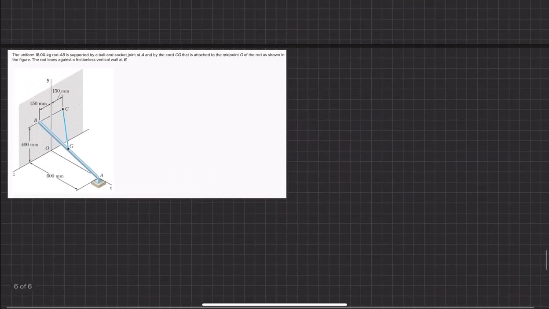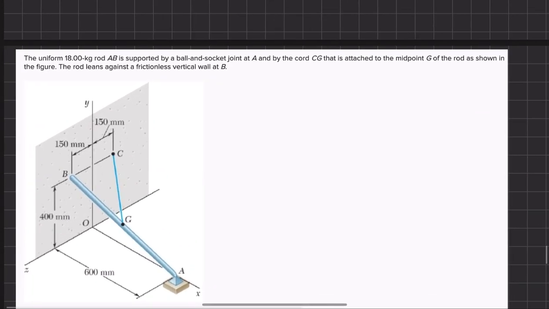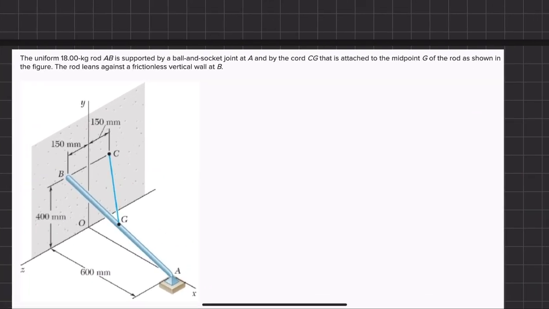Hello, this is the last problem of homework 5. The uniform 18 kilogram rod AB is supported by a ball and socket joint at A and by the cord CG that is attached to the midpoint G of the rod shown in the figure. The rod leans against a frictionless vertical wall at B. So, the key terms right here are frictionless and the midpoint G.